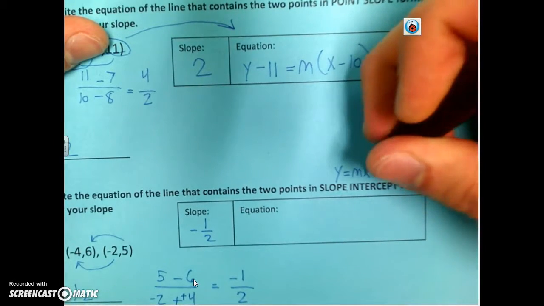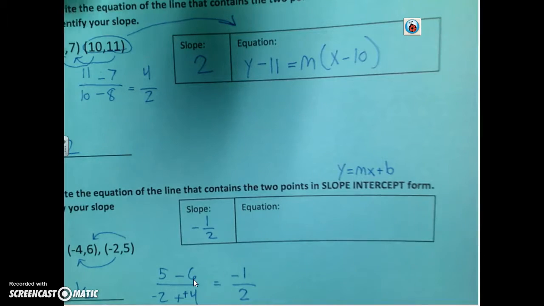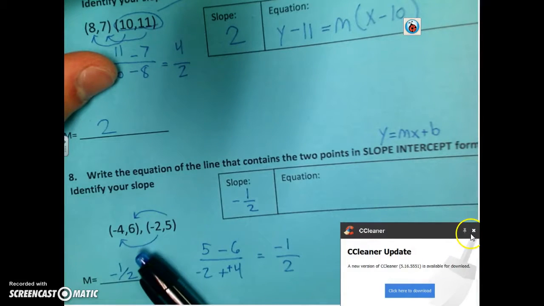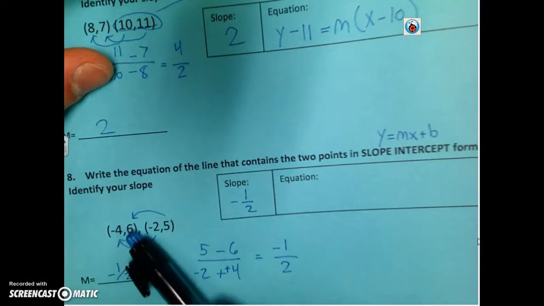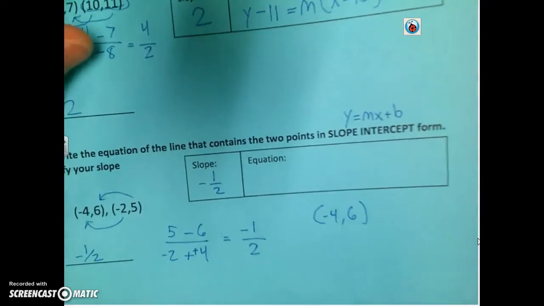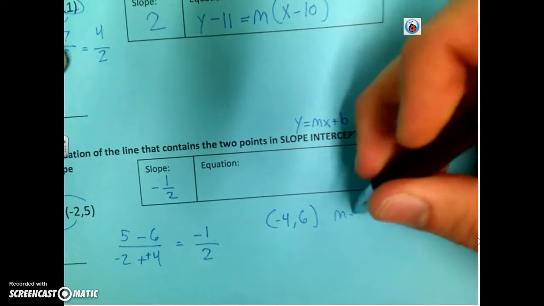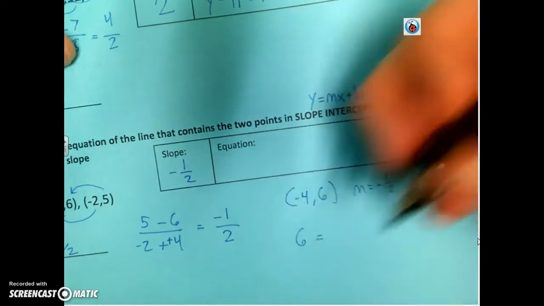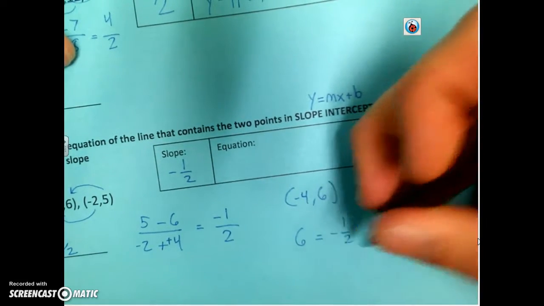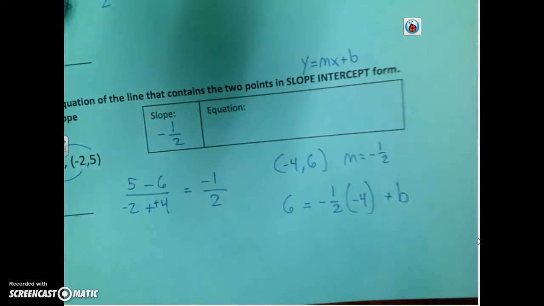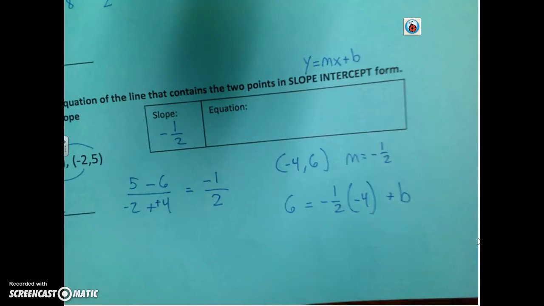There are a couple of options for how I can find this in slope-intercept form, y equals mx plus b. I'm going to just plug in all the different stuff I know, and I'll use this coordinate point here as my x and y. So I'm going to choose negative 4 comma 6, and I know that m is equal to negative 1/2. My y is the 6, my slope is negative 1/2, and my x value is negative 4. We can plug everything in here except our b value. We just have to solve for it.